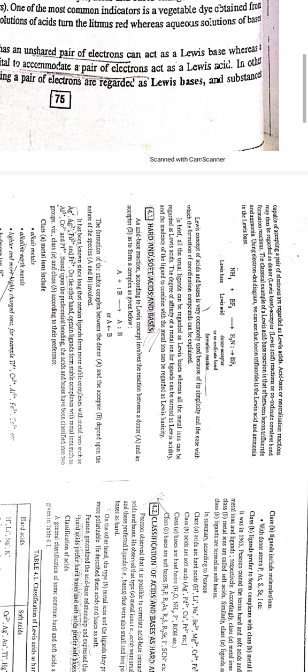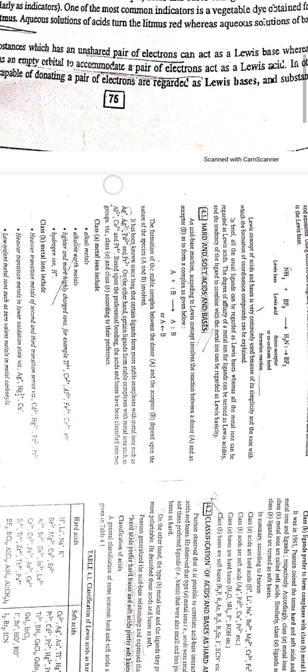Lewis' concept of acid and bases is very commonly used because of its simplicity and the ease with which the formation of coordination compounds can be explained. In brief, all the usual ligands can be regarded as Lewis bases, whereas all the metal ions can be regarded as Lewis acids. The degree of affinity of a metal ion for ligands can be termed as Lewis acidity, and the tendency of the ligand to combine with the metal ion can be regarded as Lewis basicity.